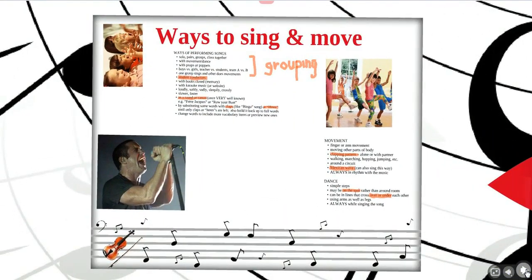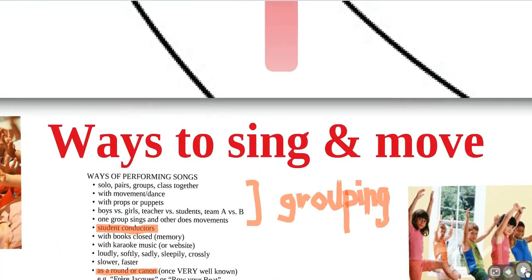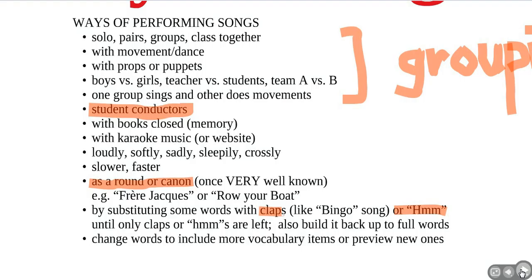Once students know the song, how can it be performed? We could just get everyone to do the whole song together, but there are other options available. You could try different groupings of students, having one student conduct the class, changing the volume, tempo, or feeling, singing it as a round or canon if it's suitable, or by changing the words or replacing them with claps or other sounds.